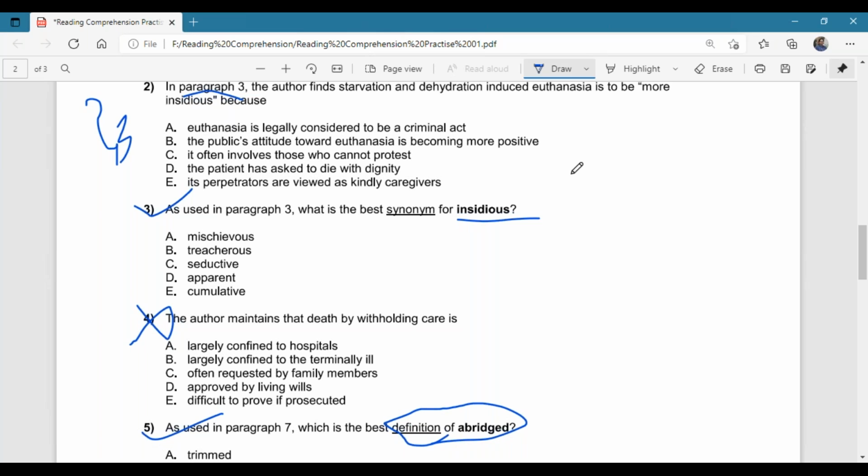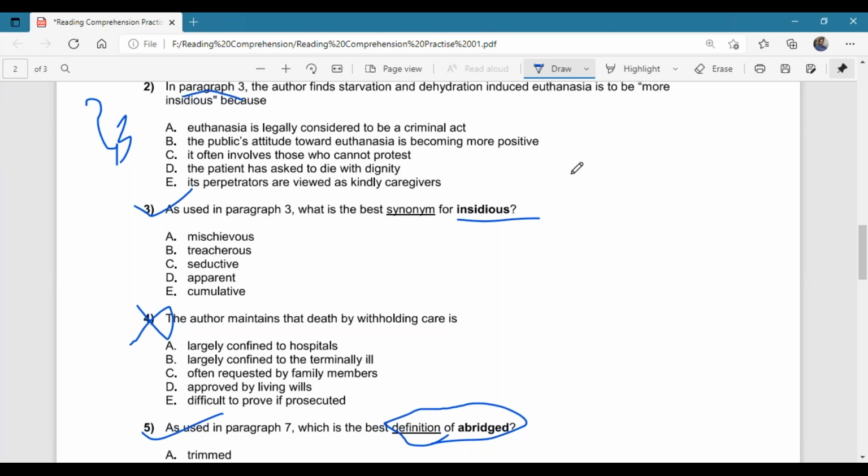See, insidious in the sense which is secretly spread, widely spread without any prior notification. It is not seen, it is not reflected outside, but it will be increasing without being reflected outside. So which is widely spread, but which is really harmful. So that is what we call insidious. So now you should be able to identify the right synonym for insidious.